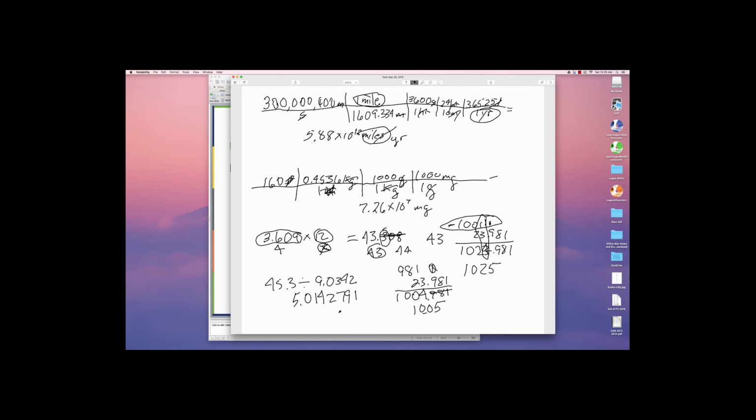You get 5.01427991. Okay? This has 5 significant digits: 1, 2, 3, 4, 5. This has 3. So this is the controlling factor. So your answer has to stop at 3, which means you got to get rid of the rest of this. Since this is less than 5, you round down to 5.01.